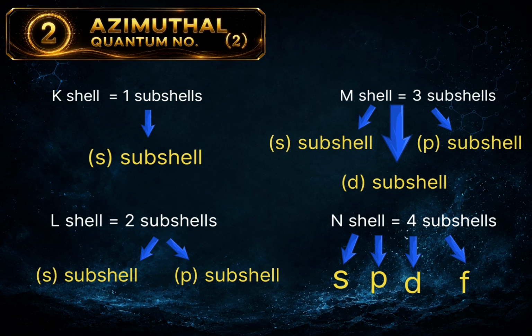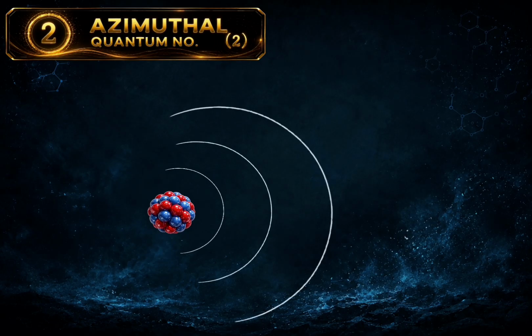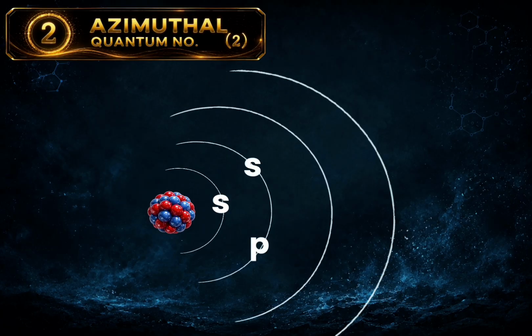Now let me explain all of this using the diagram on your screen. Trust me, this is going to make everything crystal clear. This is the nucleus. Around the nucleus, this is the first shell. This is the second shell. This is the third shell. And this is the fourth shell. Inside the first shell, there's only 1 subshell called the S subshell. Inside the second shell, there are 2 subshells, the S subshell and the P subshell.